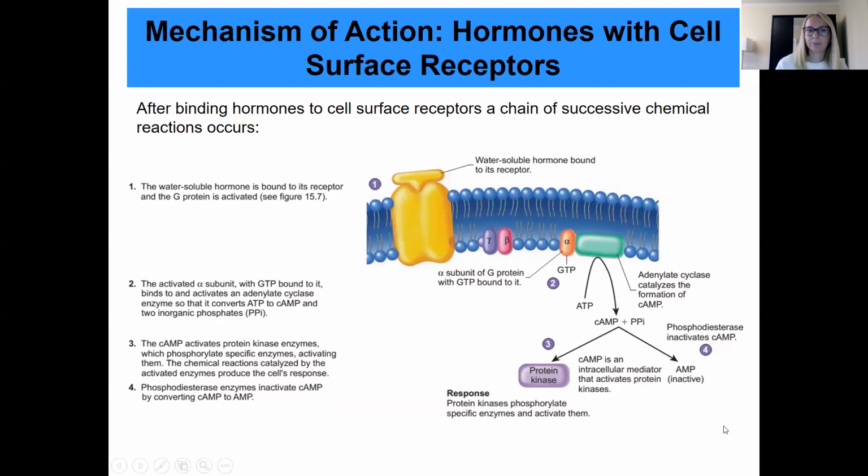And the last step, phosphodiesterase enzymes inactivate cyclic AMP by converting cyclic AMP to AMP.